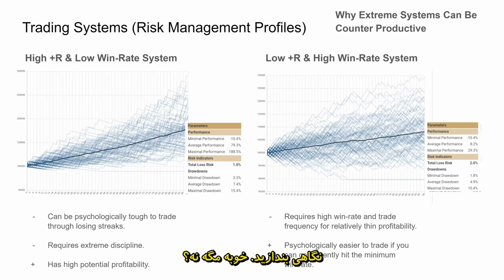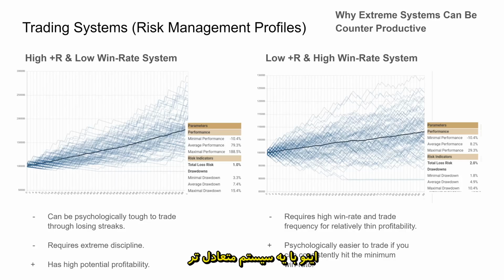Pretty good, right? On the flip side, the low R, high win rate system. Again, this is representative of a retail type system. Again, nothing wrong with it. Our average performance, 8.2%. Okay, not bad. If you're trading a huge account, I don't see a problem with that, honestly. It requires a high win rate to trade, and a high trade frequency for relatively thin profitability.